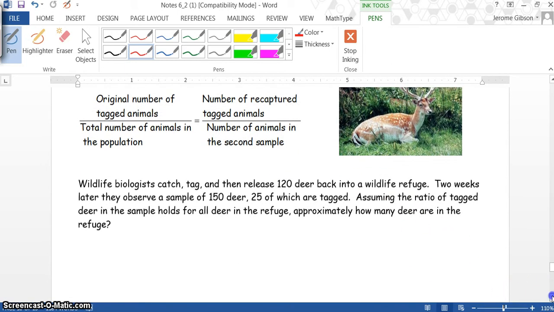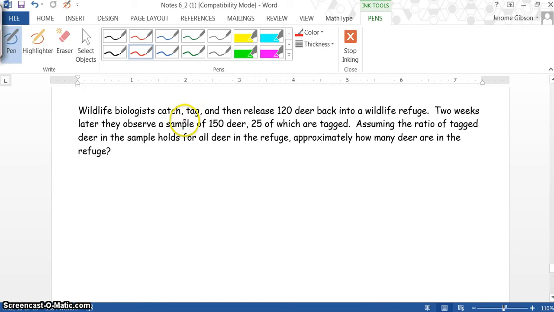So it says wildlife biologists catch, tag, and then release 120 deer back into a wildlife refuge. Two weeks later, they observe a sample of 150 deer, 25 of which are tagged. Assuming the ratio of tagged deer in the sample holds for all deer in the refuge, approximately how many deer are in the refuge? So let's take a look here.